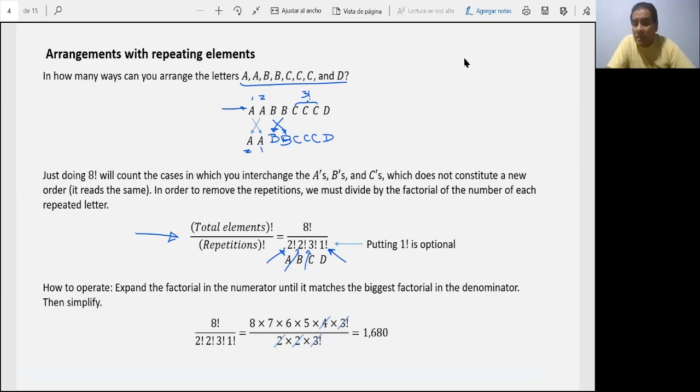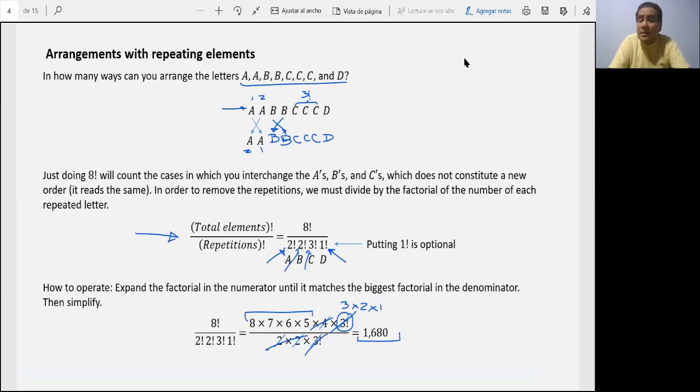Okay, how do you operate this? Well, in this case, what you can do is expand the factorial in the numerator so that the greatest factorial in the denominator appears. In this case, 3 factorial, because 3 factorial just represents 3 times 2 times 1. So once you expand up to the biggest factorial in the denominator, you just cancel first that factorial and then the others, which are usually smaller, right? So for example, here 2 factorial times 2 factorial is just 2 times 2, which can cancel with 4. So you have just the product of these 4 factors, which is 1680.